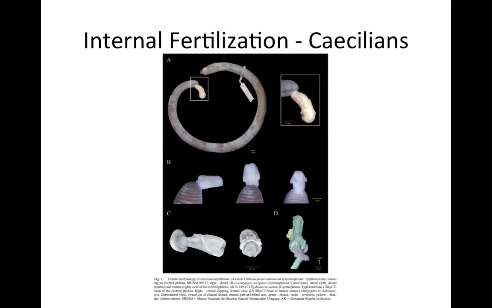And then, once again, your book talks briefly about this, but it doesn't give you any visuals. But internal fertilization in caecilians is accomplished by the presence of the phallodeum. And so here's a caecilian preserved in a jar. And remember that caecilians have very short stubby tails.